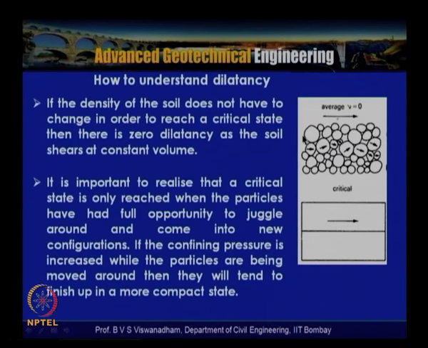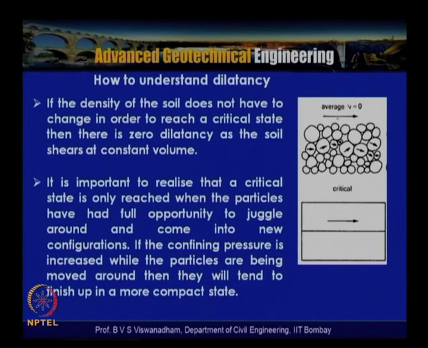And when we have a place where it is constant, in the sense of the critical state, no volume change occurs. If the density of the soil does not have to change in order to reach a critical state, then there is zero dilatancy as the soil shears at constant volume. So the soil shear takes place at a constant volume.